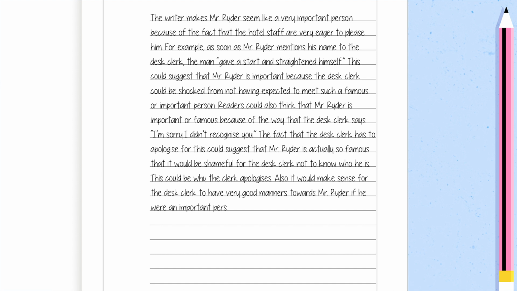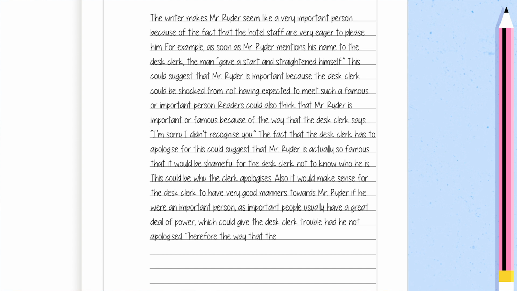Also, it could make sense for the desk clerk to have very good manners towards Mr. Ryder if he were an important person, as important people usually have a great deal of power. This could give the desk clerk trouble had he not apologised. Therefore, the way that the desk clerk reacts to Mr. Ryder once he knows it's him proves that Mr. Ryder is an important person to the hotel.